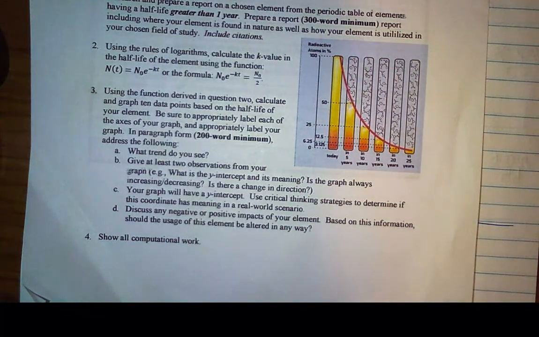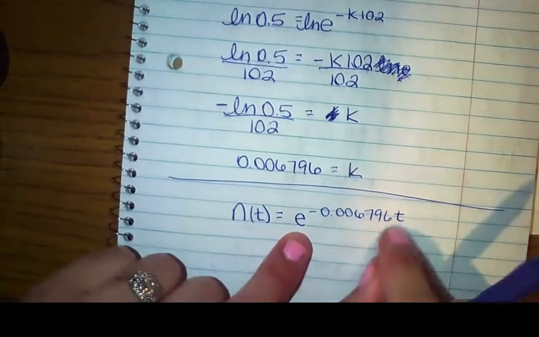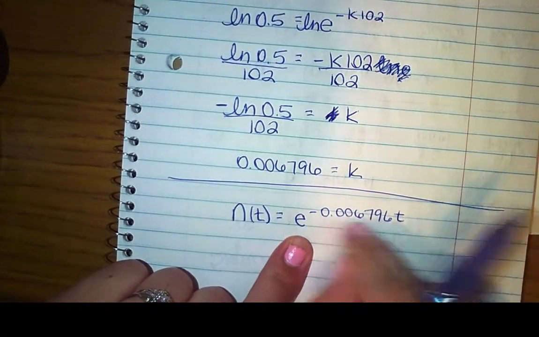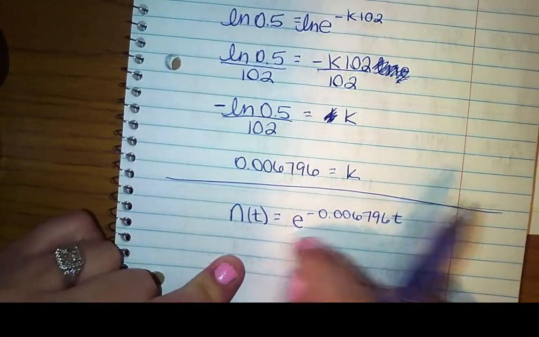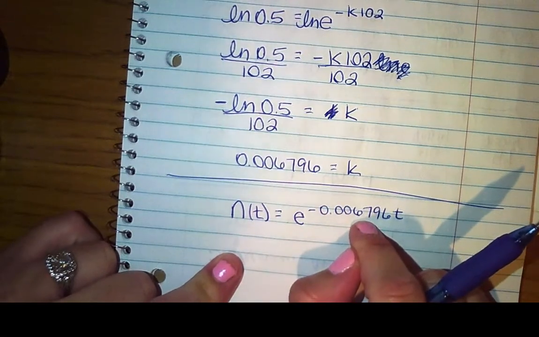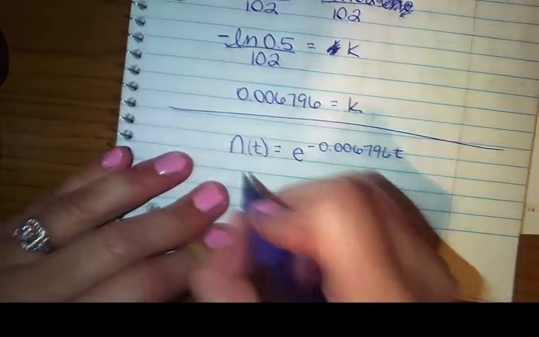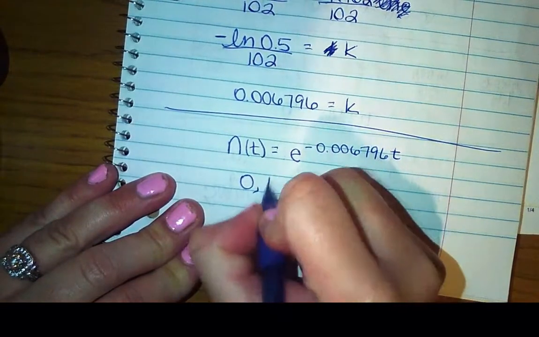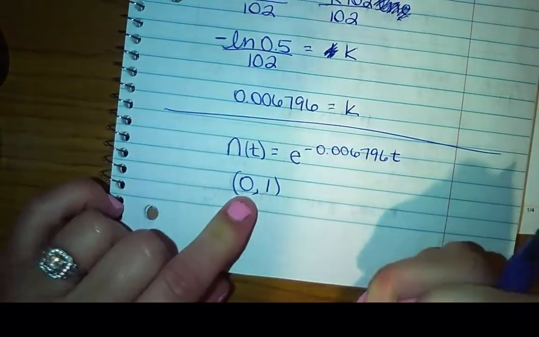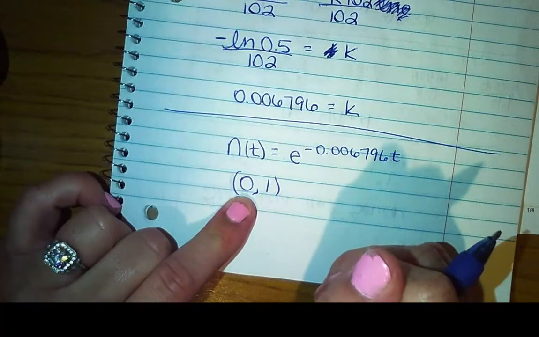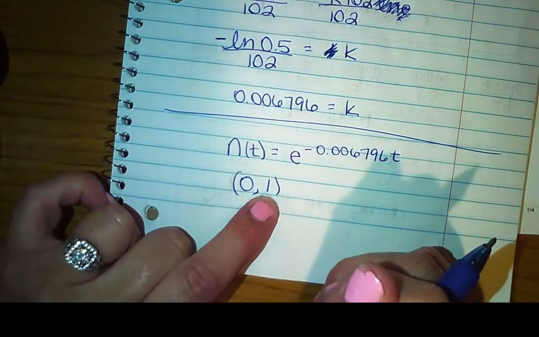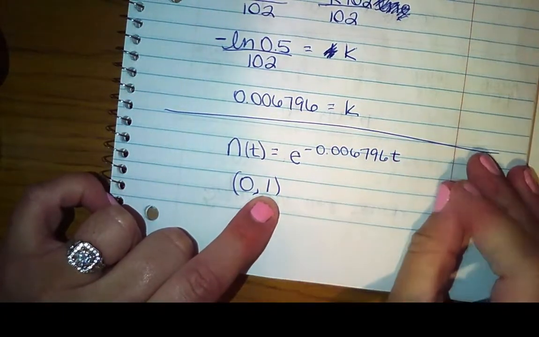So when you graph these 10 data points, what you need to recognize is if you use a T of 0, zero times this mess is 0, and E to the 0, any number to the 0, is 1. So one of your data points is 0, 1.